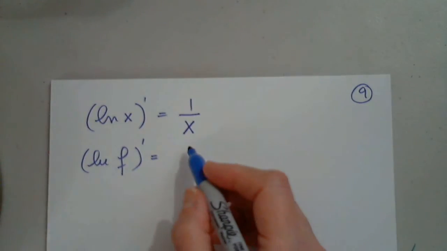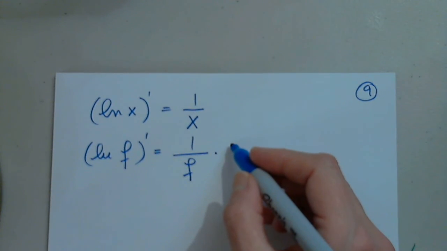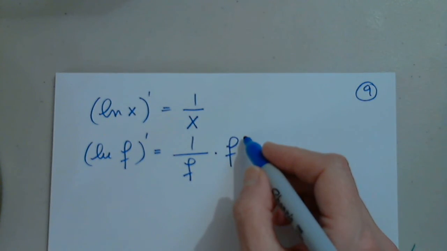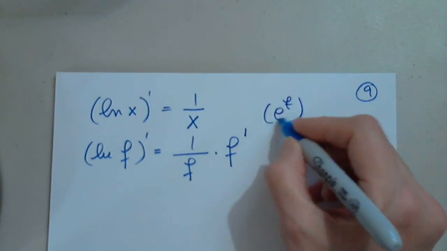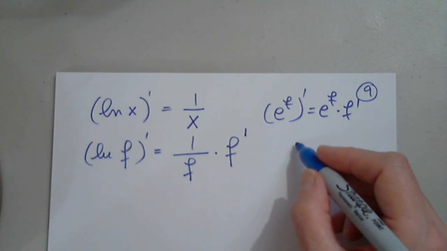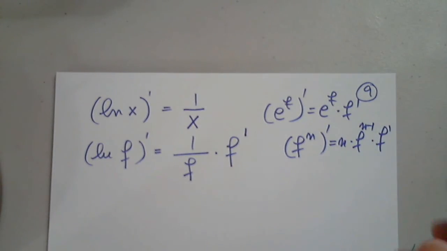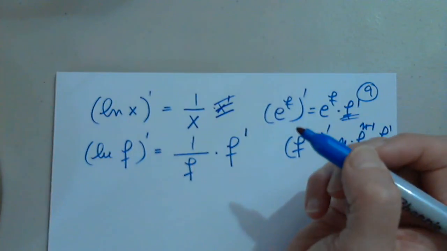One over the function, 1 over f times f prime. Exactly. This is what we had all the time, right? E to a function prime, we said e to the function times the function prime, right? A function to a power prime, n, f to n minus 1 times the function prime. Everything ends with a function prime, if it's a function. If it's just plain x, it ends with x prime, but there is no need, because it's 1.